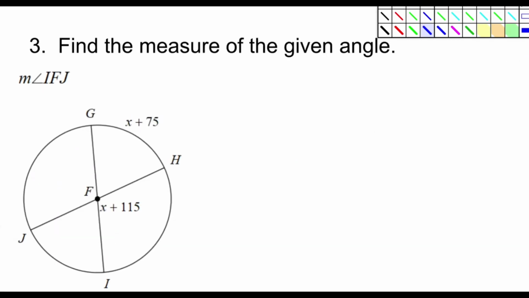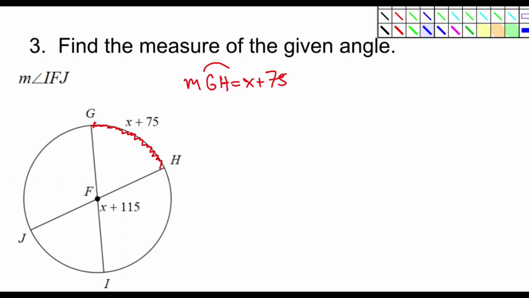This one is so much nicer. I like this one so much better. All right, a couple of things I noticed here. First thing is I have an arc GH, so this arc right here, let me just write that down. That's one of my givens. So the measure of arc GH is equal to x plus 75.